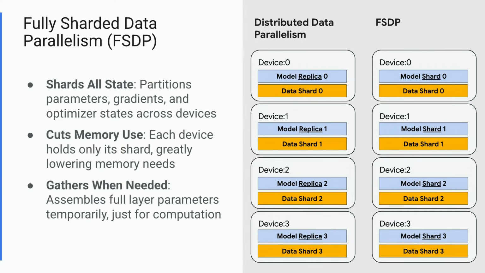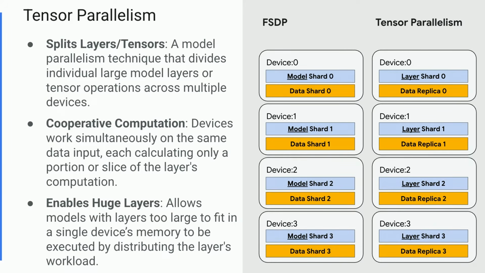Standard data parallelism replicates the model state everywhere, using lots of GPU or TPU memory. FSDP improves this. It's still data parallelism, different data per device, but highly memory efficient. FSDP shards parameters, gradients, and optimizer states across all devices. Each device only stores its assigned slice. It temporarily gathers full parameters for a layer only when needed for computation and then frees the memory. This drastically cuts memory usage per device, allowing significantly larger models or batch sizes on the same hardware compared to standard methods.